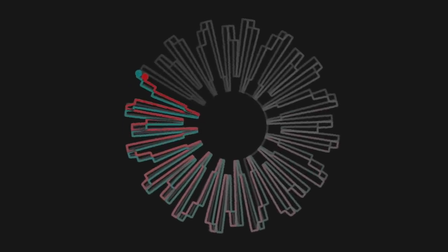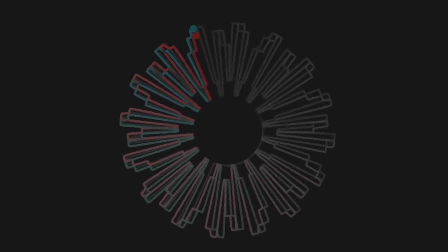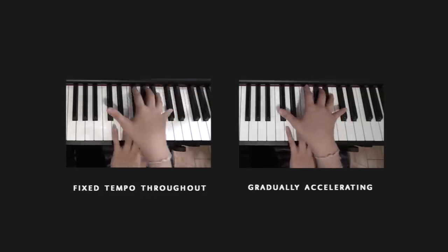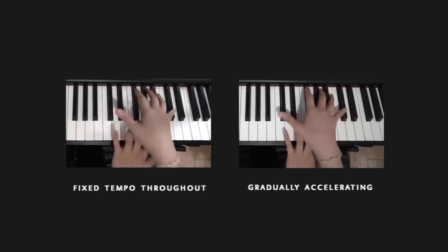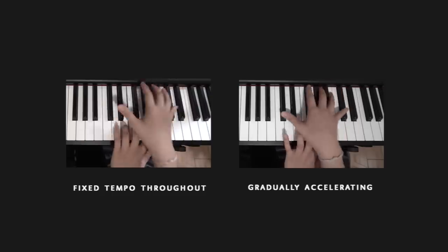Phasing is a technique found in many of his works. It's what happens when two sounds that are playing identical material come in and out of sync due to minor differences in tempo. This interaction produces a distinct set of complicated rhythms and textures.